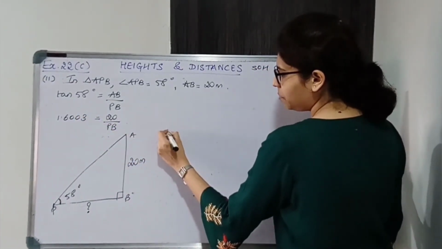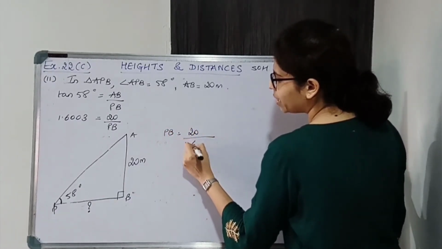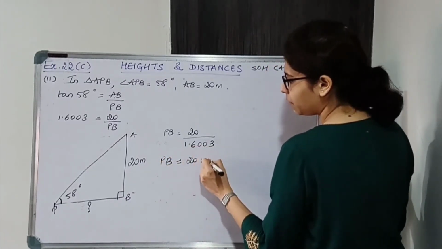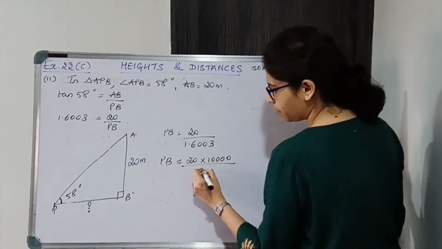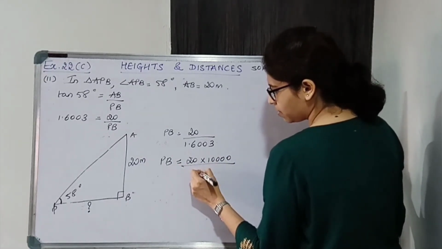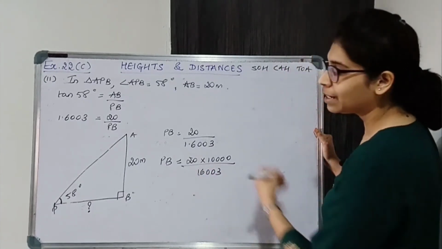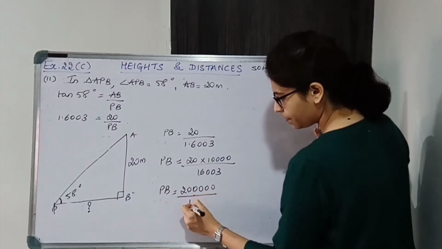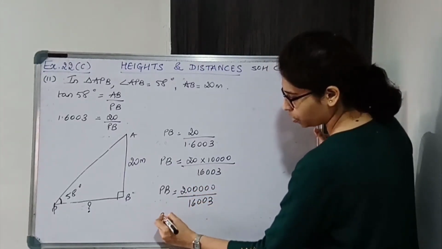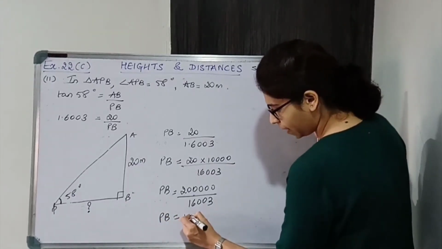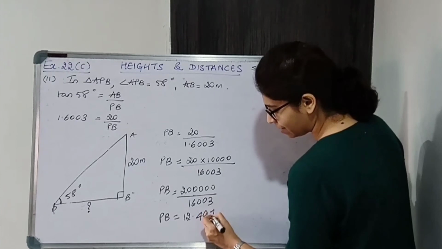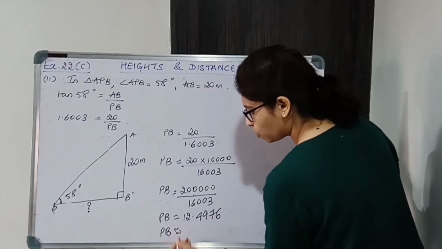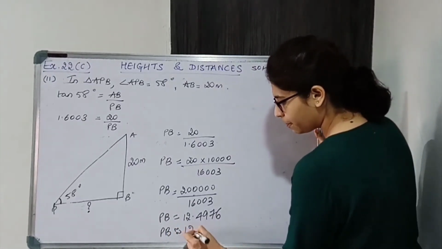So PB is equal to 20 upon 1.6003. To remove the decimal point, what you will do is multiply by 4 zeros, that is 10,000. So it becomes 16003. Now divide. So PB is equal to 2 lakh upon 16003. So divide this now. On dividing you get 12.4976. Find the answer up to 4 decimal places and then round off. So PB is approximately equal to 12.5.